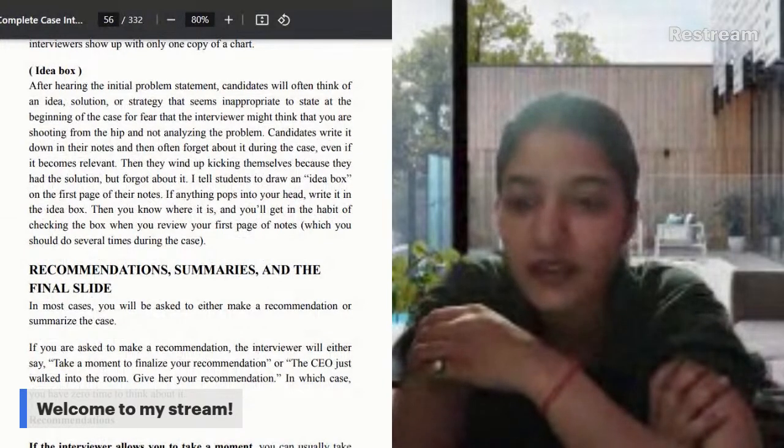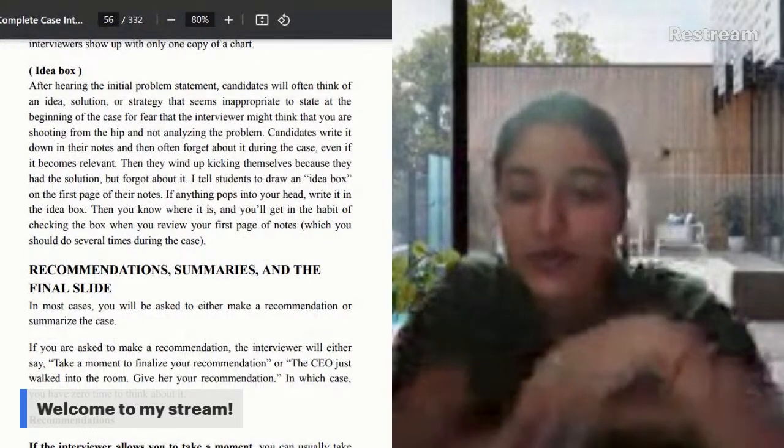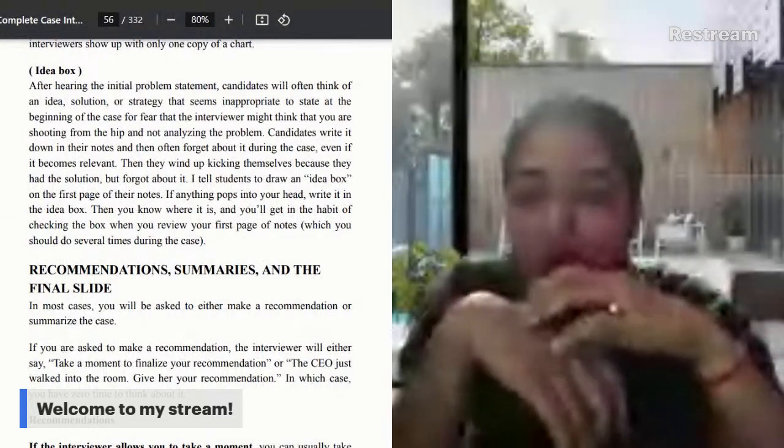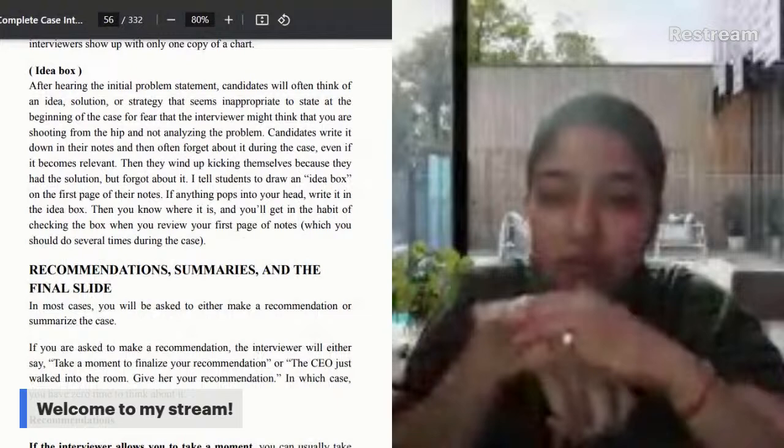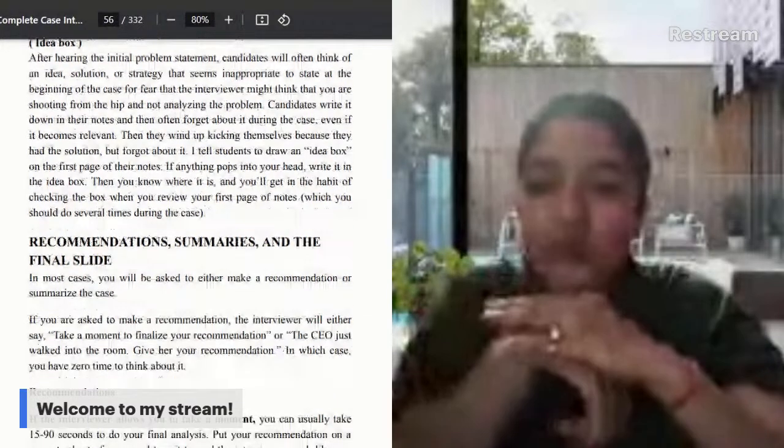I tell students to draw an idea box on the first page of their notes. If anything pops into your head, write it in the idea box. Then you know where it is, and you'll get in the habit of checking the box when you review the first page of notes, which you should do several times during the case.